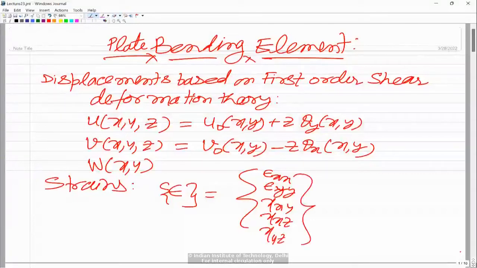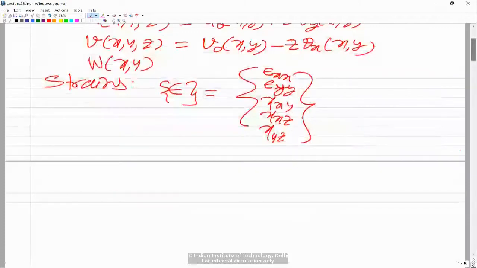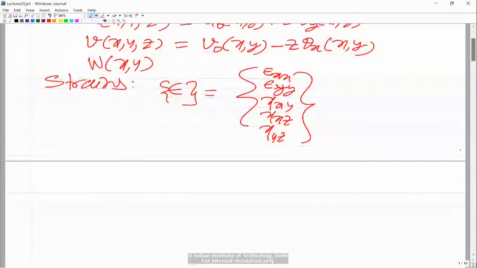So these are the non-zero. There are 5 independent strains: 2 normal strains along x and y, and 3 shear strains. Gamma xy is the in-plane shear strain, and gamma xz and gamma yz are the transverse shear strains.